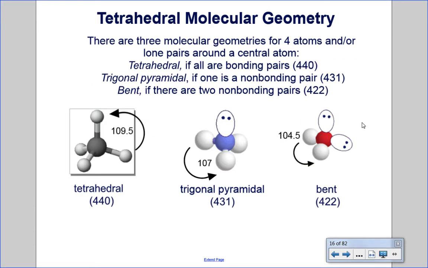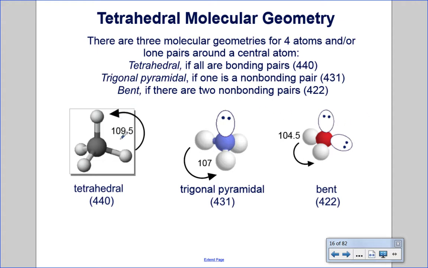Tetrahedral molecular geometry. There are 3 molecular geometries for 4 atoms and/or lone pairs around a central atom, again with a VSEPR number that starts with 4. Tetrahedral, if all are bonding pairs. Trigonal pyramidal, if one is a non-bonding pair. And bent, if there are 2 non-bonding pairs. Tetrahedral is 440, trigonal pyramidal is 431, and bent is 422.